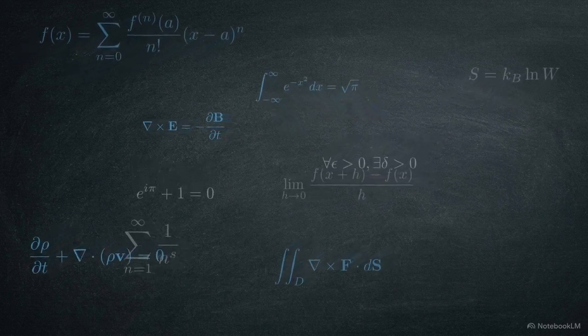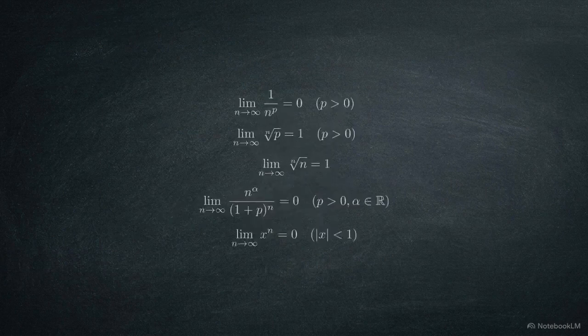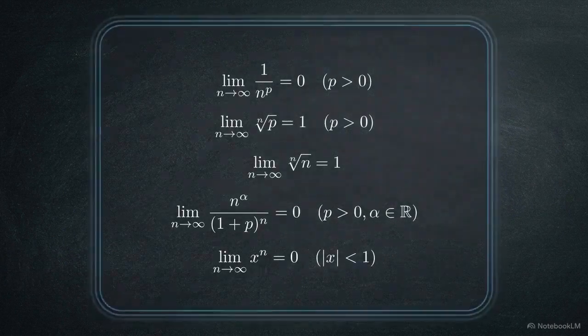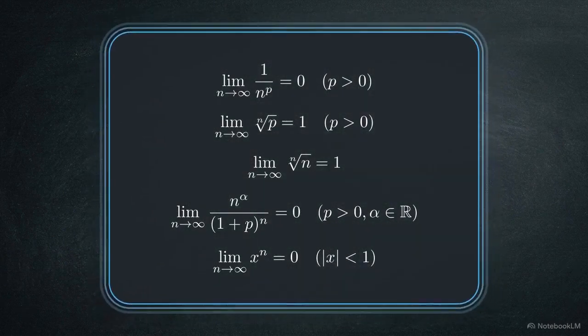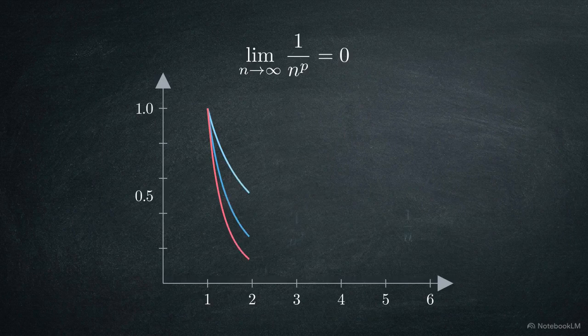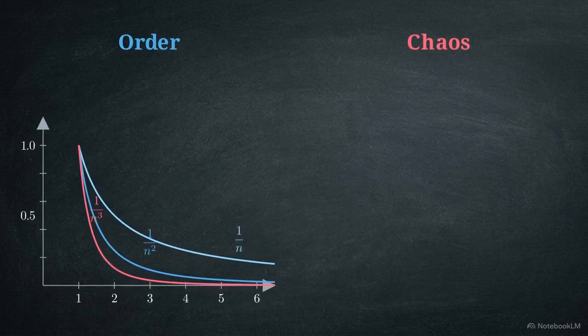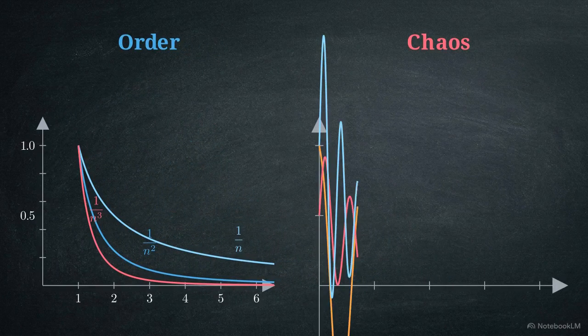Mathematical analysis relies on a recurring toolkit of foundational limits, allowing us to evaluate complex expressions without returning to first principles every time. Our baseline is sequence A, the limit of 1 over n to the power of p. Here we can see the behavior of 1 over n, n squared, and n cubed as n approaches infinity. As the power p increases, the sequence collapses towards 0 at an accelerated rate. This provides a clear, simple standard for convergence.